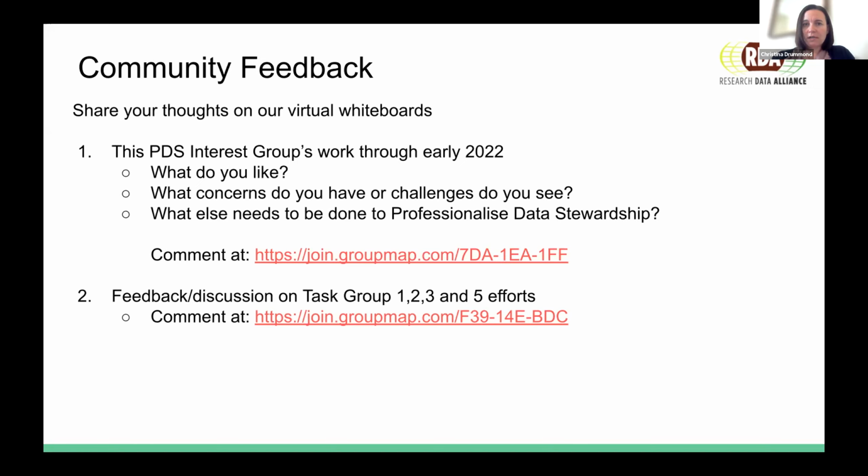shift to another virtual whiteboard. And this actually was a link I shared previously in the session. But what we wanted to do was also get your feedback specific to the work of the task groups that you've heard presented today. And so we have a single board here, which is a second link on the slide. And I was going to say, it should end in that BDC. Thank you for posting that in the chat.